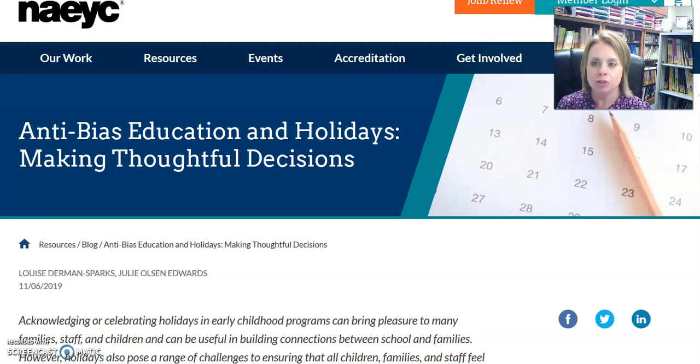We want to ensure that everything you're doing has a purpose, right? Has a goal in mind for children. Just because it's cute doesn't make it developmentally appropriate. And if we go back and remember those three components of developmentally appropriate practices, we want to make sure that what we're doing is age appropriate, individually appropriate, and culturally appropriate. And sometimes what we do for holidays in early childhood classrooms is not developmentally appropriate.